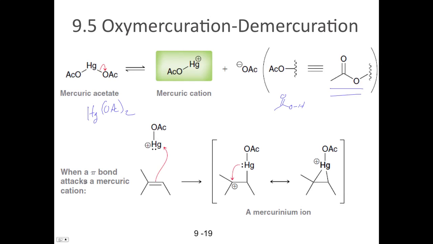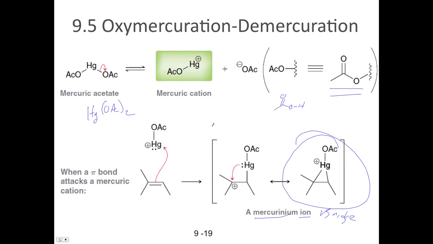All right, so what happens here? The pi bond here swings on out and grabs that mercury cation right there, and it forms this mercurinium ion or mercurinium bridge. Okay? So this happens here. It swings on down here. So now let me tell you why this is so important.